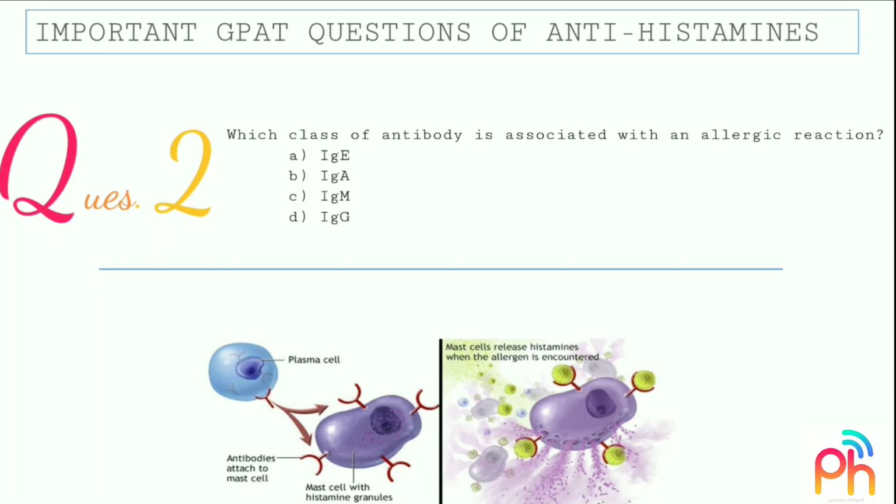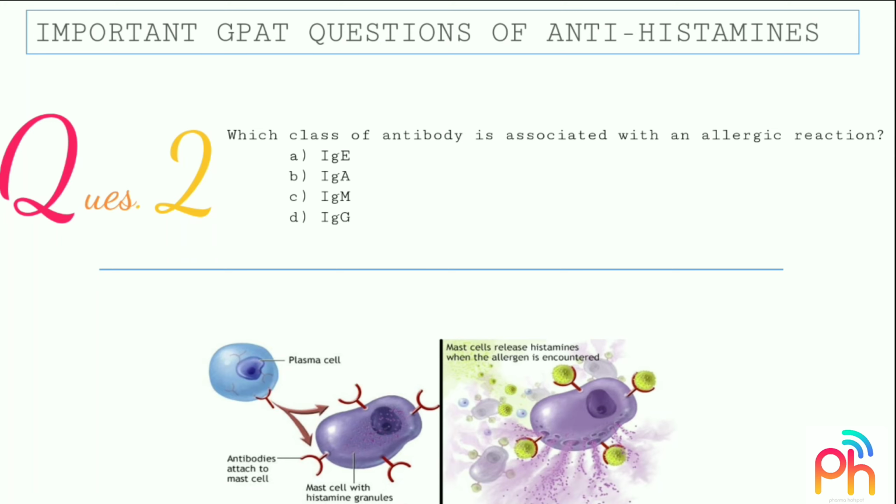The second question is, which class of antibody is associated with an allergic reaction? So the options are IgE antibody, IgA antibody, IgM antibody, or the IgG antibody.